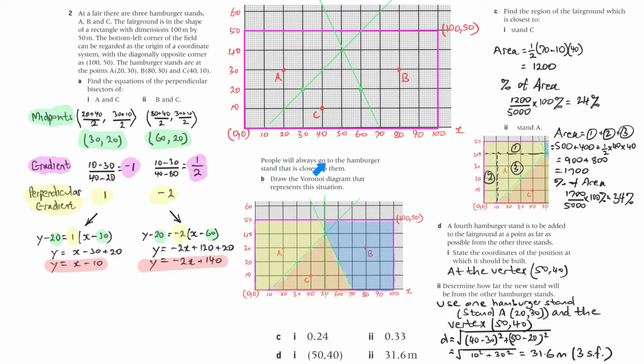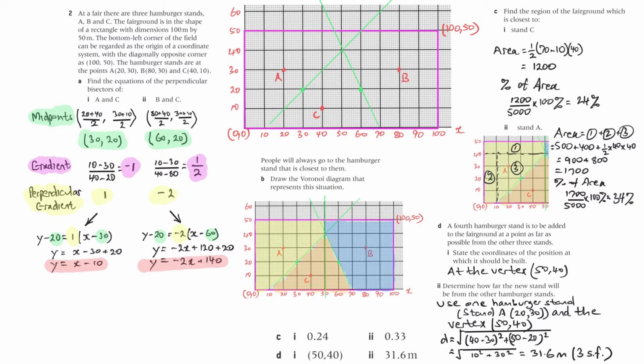People will always go to the hamburger stand that is closest to them. B, draw the Voronoi diagram that represents this situation. Okay, so we've got one more line to draw, and that is the perpendicular bisector between A and B. Well, perpendicular bisector to the line AB, and that is the vertical line that goes straight up here, 50, right? So it's on y equals 30 and x equals 50. So it goes straight up there. I've drawn that there, you can see that there.